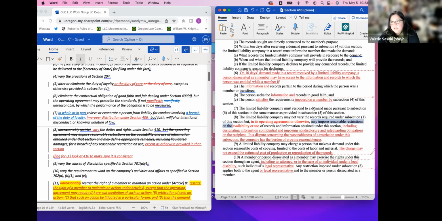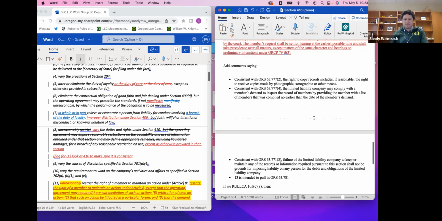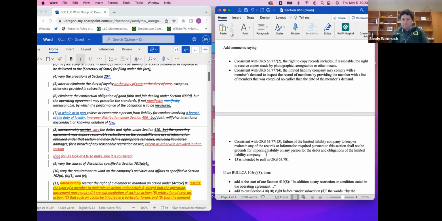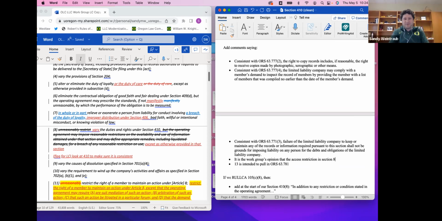Okay, so can you please scroll down then to the comments, Sandy? Yes. Okay, so after that comment, we added about 13, or maybe before the comment, we added about 13, sorry. No problem. So add a comment to the effect that it is the committee's opinion that the access restrictions in section 8 would be silly to apply to the items in section 1 or something like that. Does that sound reasonable? There's probably a more lawyerly way to say that, so if someone can help me with the language, I'd appreciate it.